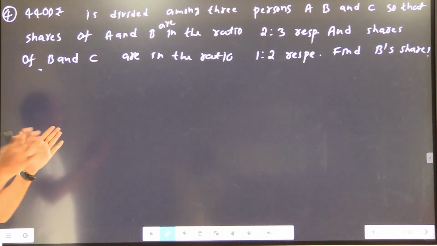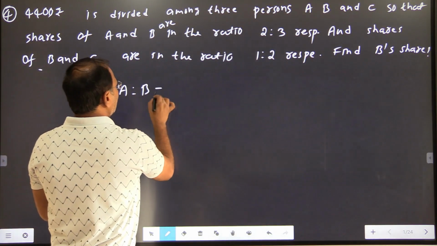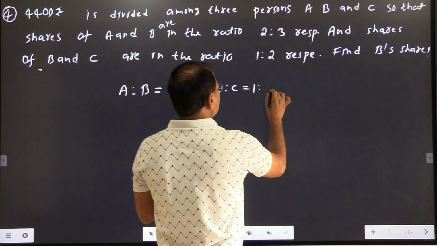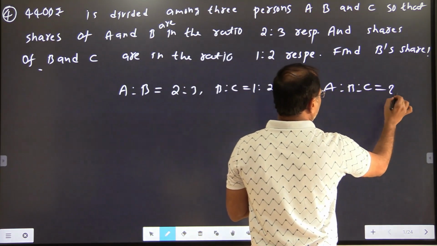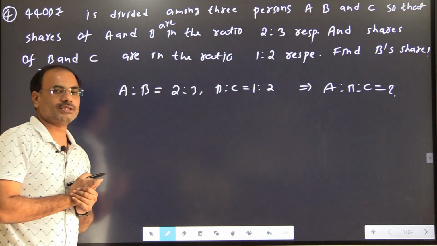So you have to combine these two. Already A is to B is equal to 2 is to 3 and B is to C is equal to 1 is to 2. Then find what? A is to B is to C. This is the simplest way. We discuss in the last classes.